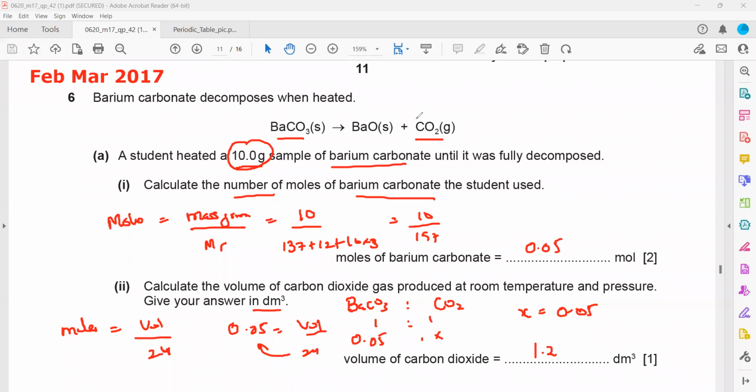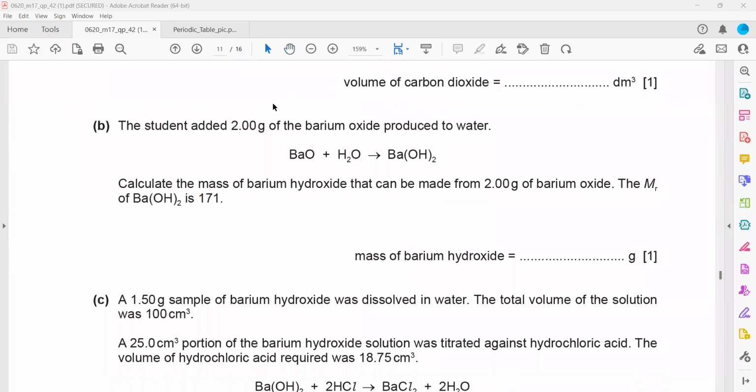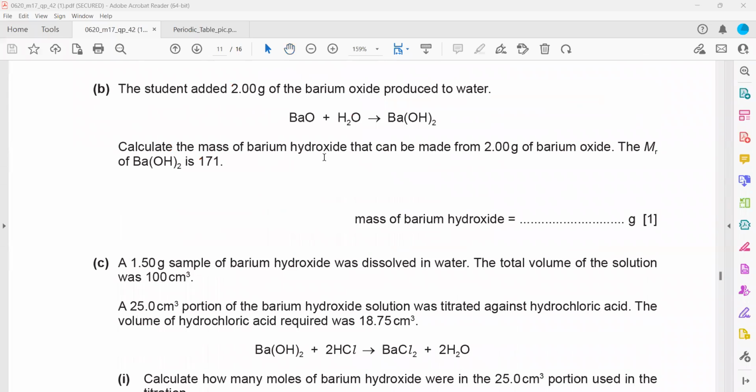The next: now a student added 2 grams of the barium oxide which was produced to water, and it turned into barium hydroxide. Calculate the mass of barium hydroxide that could be made from 2 grams of barium oxide. Look, if the mass is given, you can take the mass ratio. If moles are given, you will take the moles ratio.